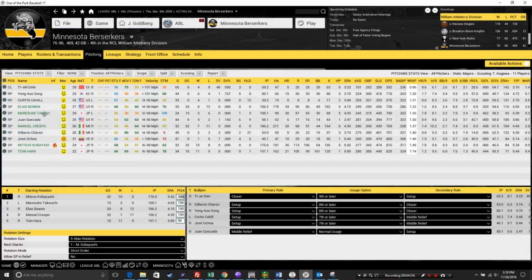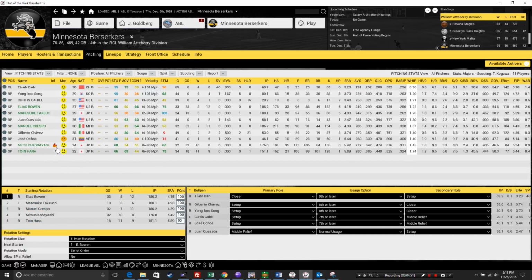So first I've got Bowen here. He's got the lowest WHIP, so I'll move him into the first role. Takuchi, number 2, which is there already. Crespo for number 3. And then Kobayashi, the former Maple superstar prospect, who was involved in the Pettit deal. He'll be 4. And then Hera, who's the worst of the WHIPs, 1.74, would be 5th.